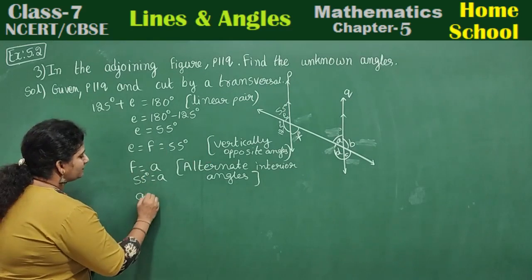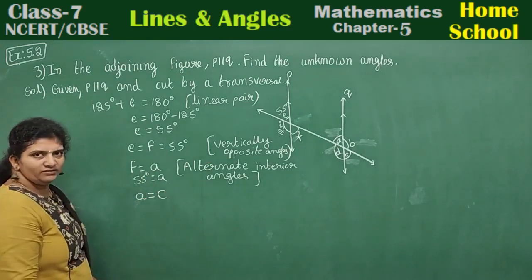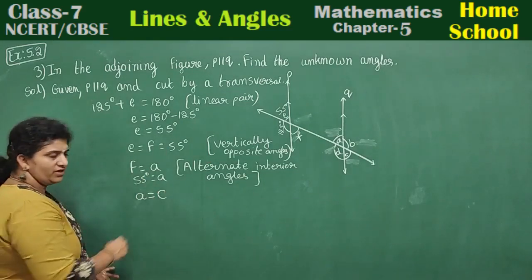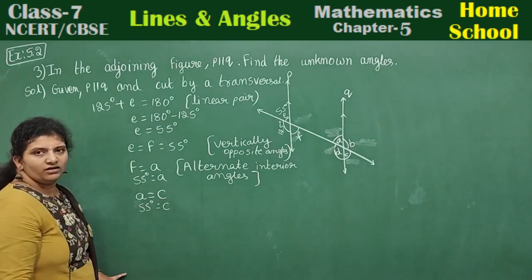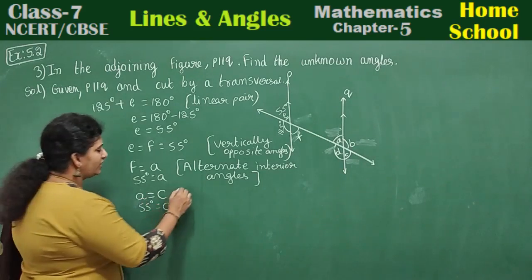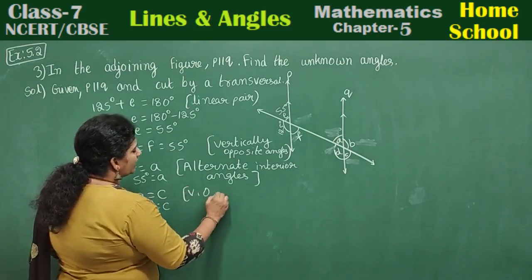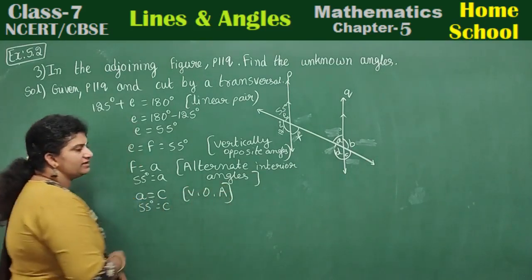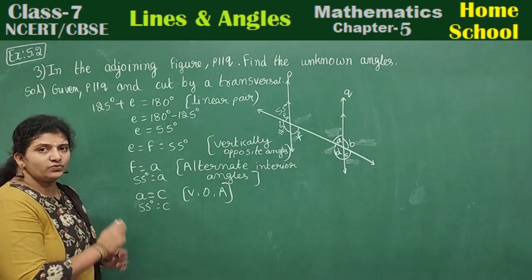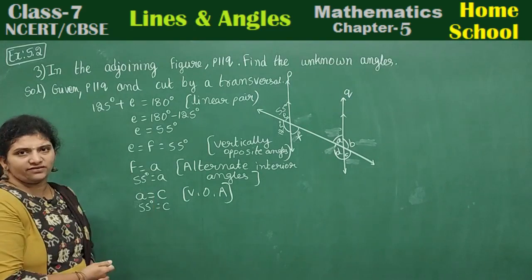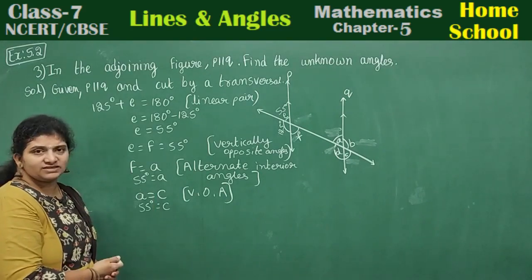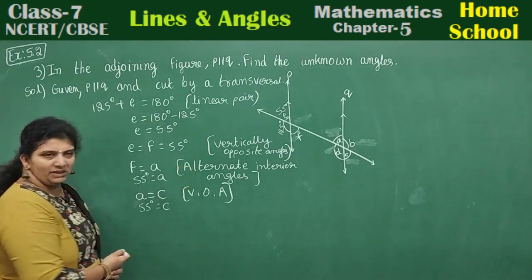Next step, A is equal to C. What is A? 55. You can substitute that, 55 degree equal to C. How did you write here, children? A equal to C, vertically opposite angles. VOA indicates vertically opposite angles. Now A equal to C, finished. Then what do we still need? We need D and B.